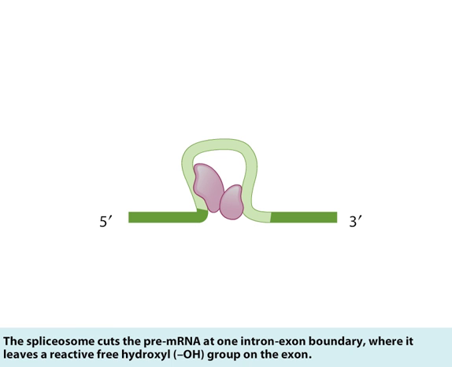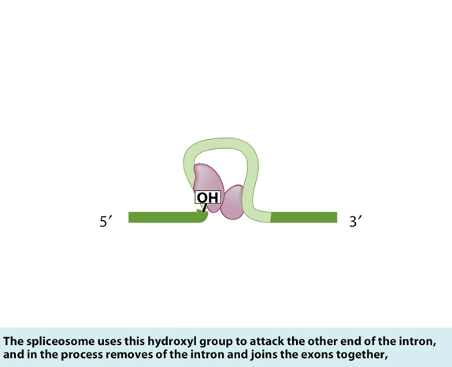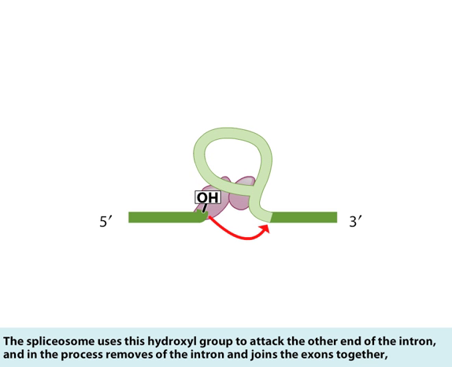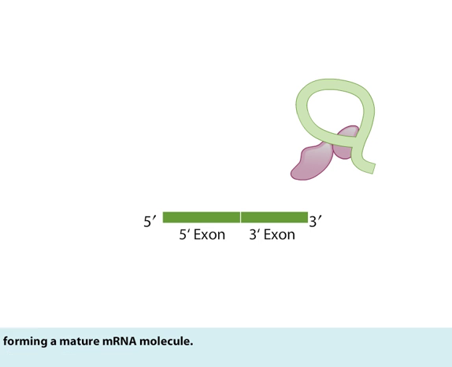The spliceosome cuts the pre-mRNA at one intron-exon boundary, where it leaves a reactive free hydroxyl group on the exon. The spliceosome uses this hydroxyl group to attack the other end of the intron, and in the process, removes the intron and joins the exons together, forming a mature mRNA molecule.